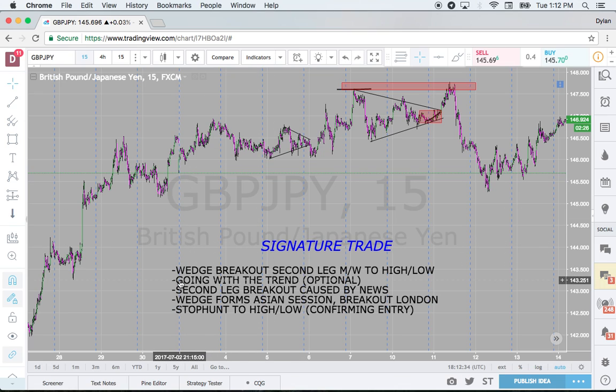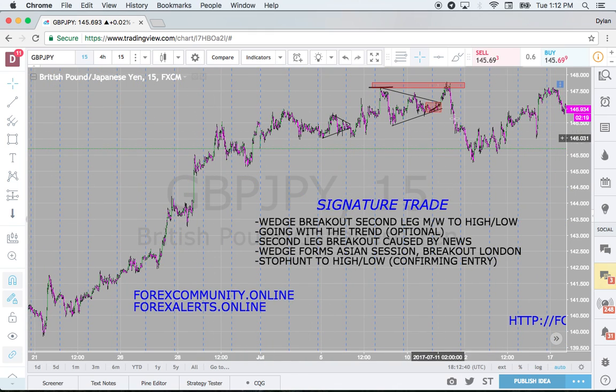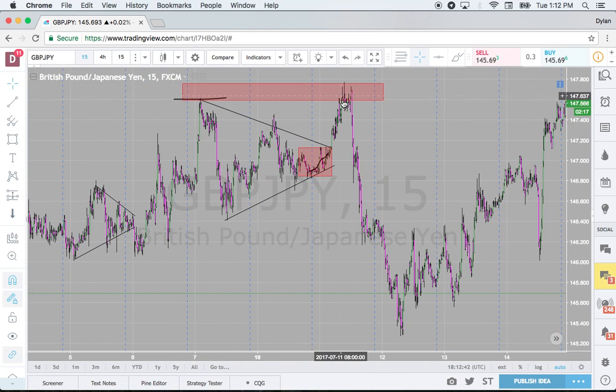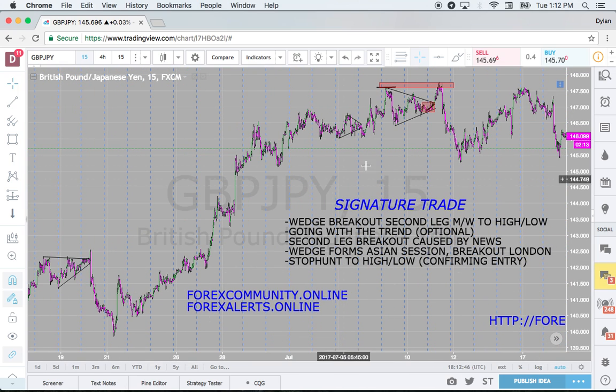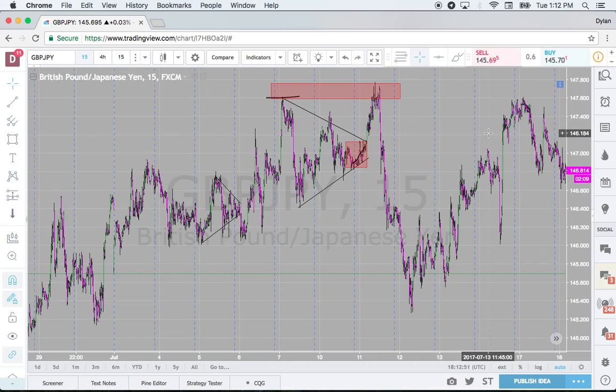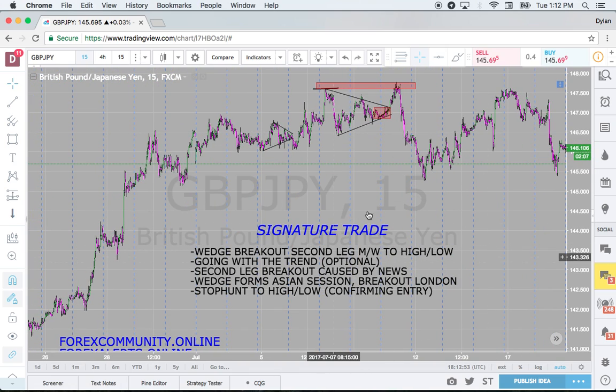Here, our second characteristic or rule is to go with the trend. Now, this trade wasn't going with the trend. If you took it, it would have been a sell going against what looks to be an uptrend, but going with the trend is optional.